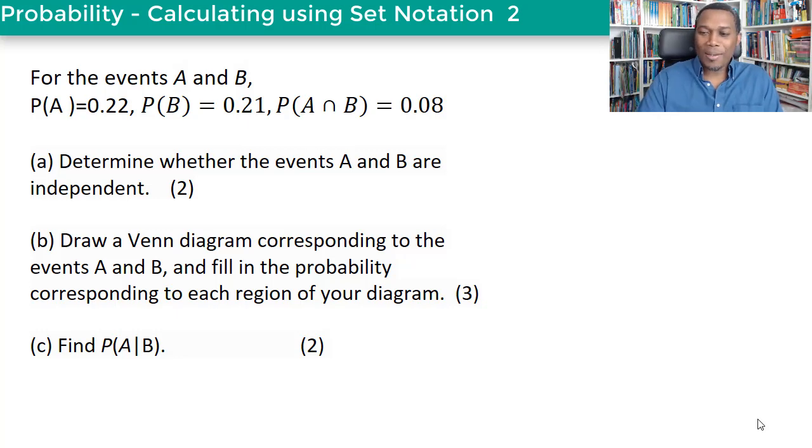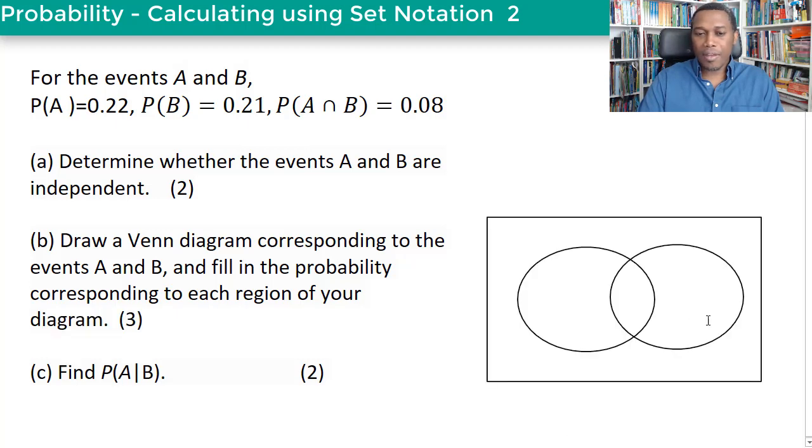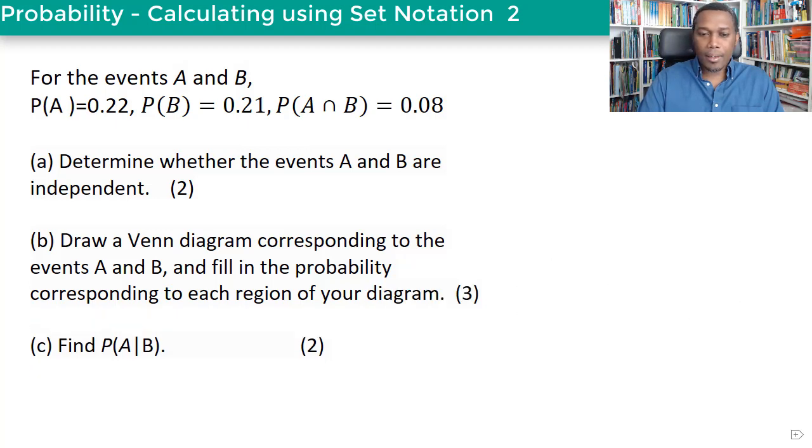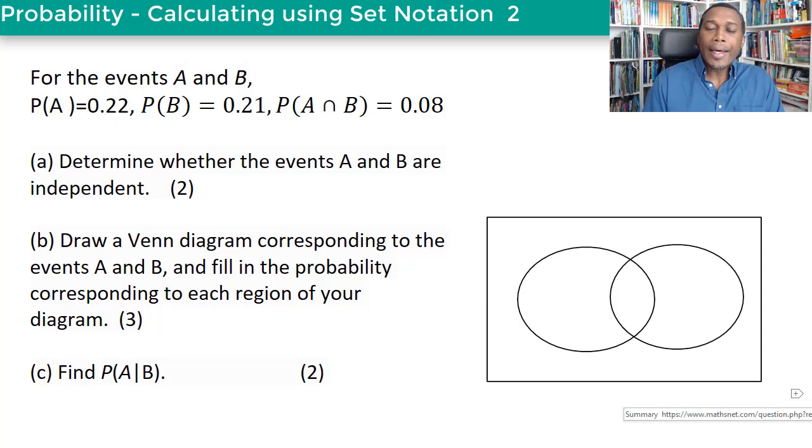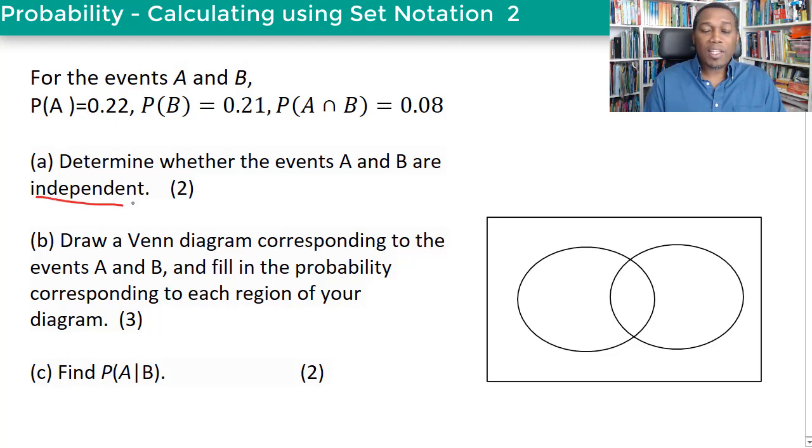Brilliant. Time for me. So the first bit, we had to determine if the events were independent, and I'll go to another slide with the Venn diagram there. Okay, did I have that? Yeah, got that right. And what I'll do, I'll work out the probability. So for part A, we want to check if events are independent.